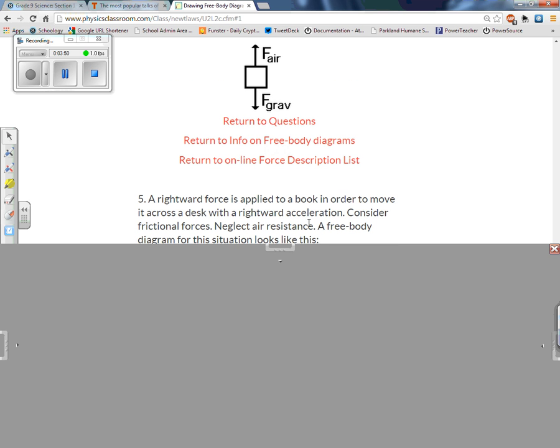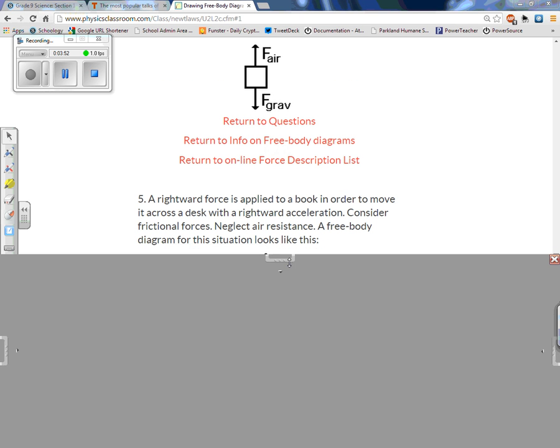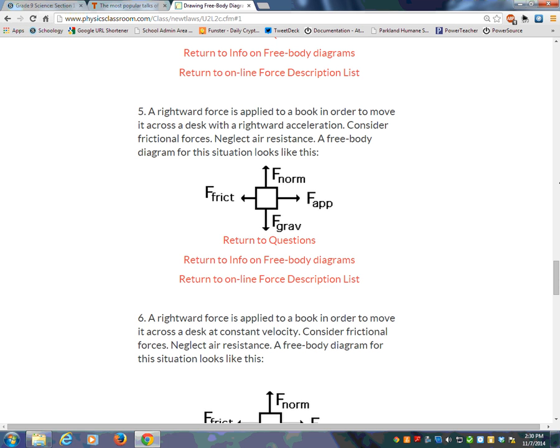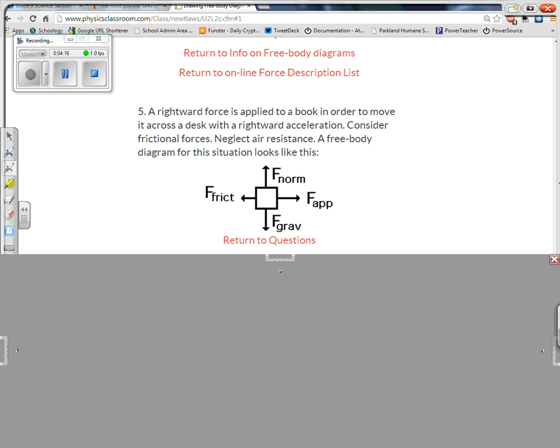A rightward force is applied to a book in order to move it across a desk with a rightward acceleration. So when you see acceleration, that means there's a net force. Consider friction, neglect air resistance. It would look like that. Now here's a good example where the applied force has to be bigger than the friction force. Have they made it blatantly obvious? Yes. Well, sort of. I would do that if I were you.